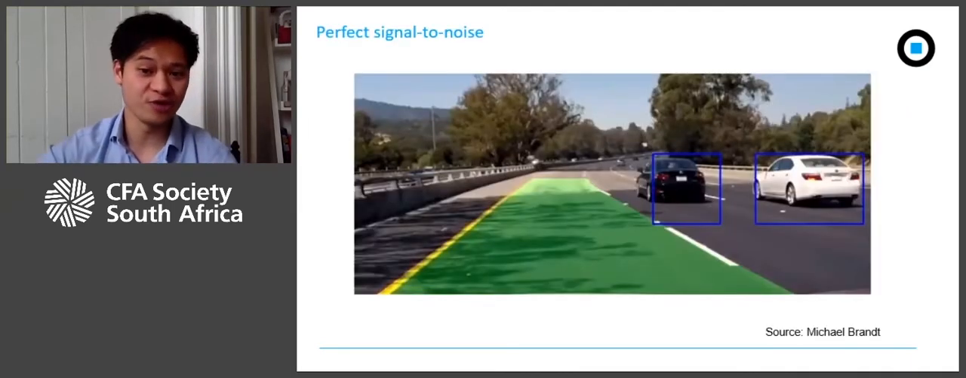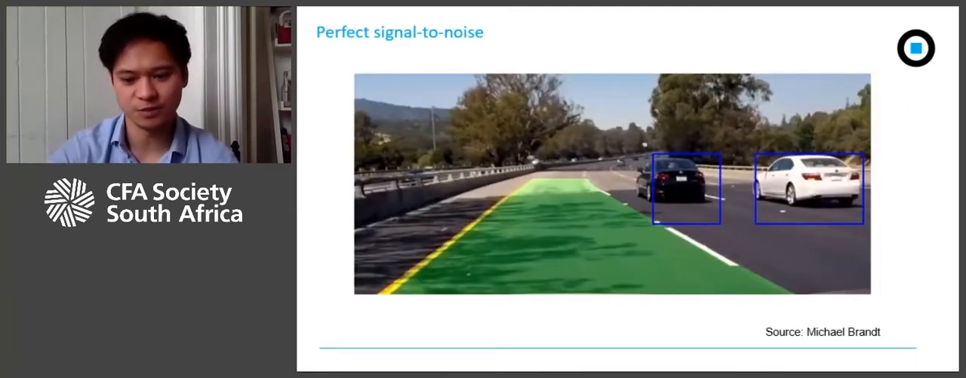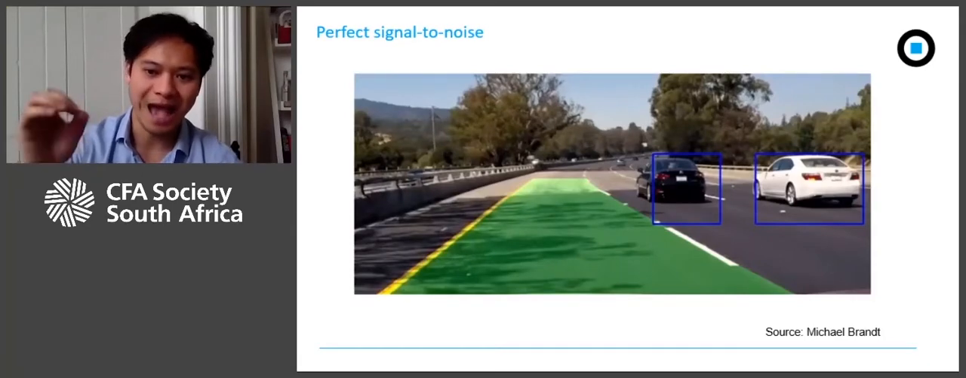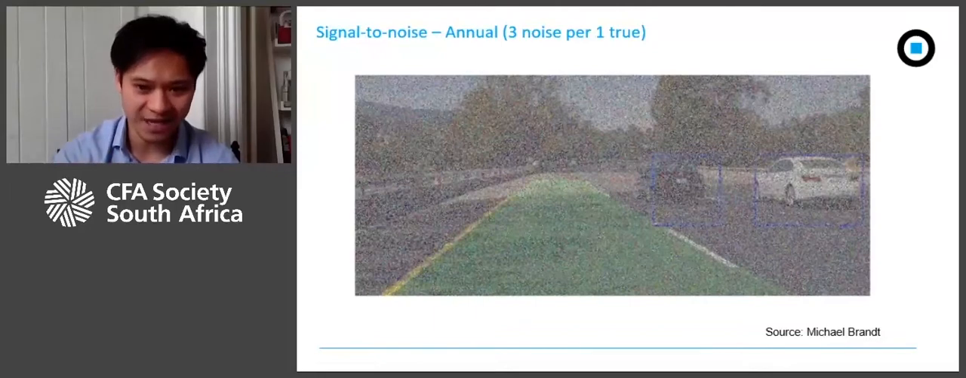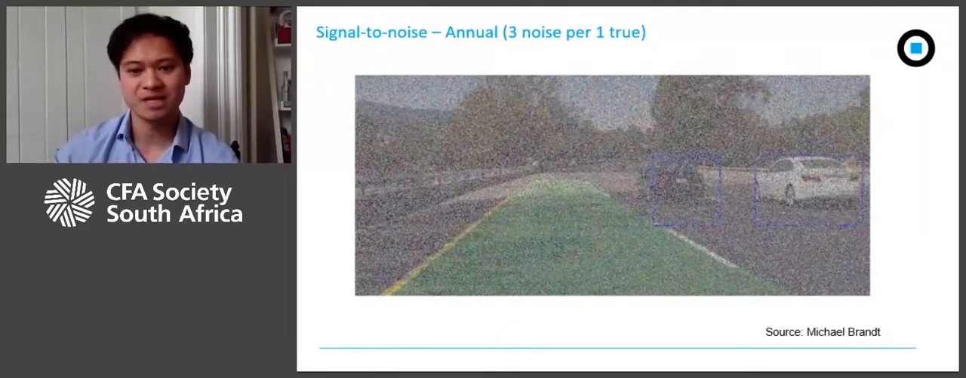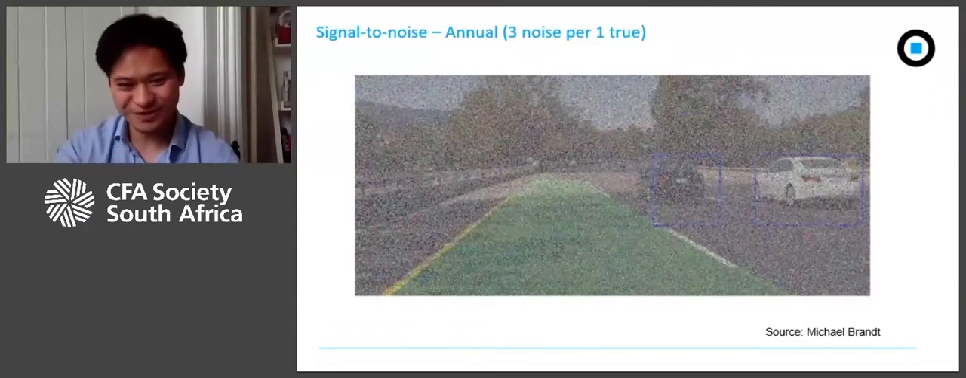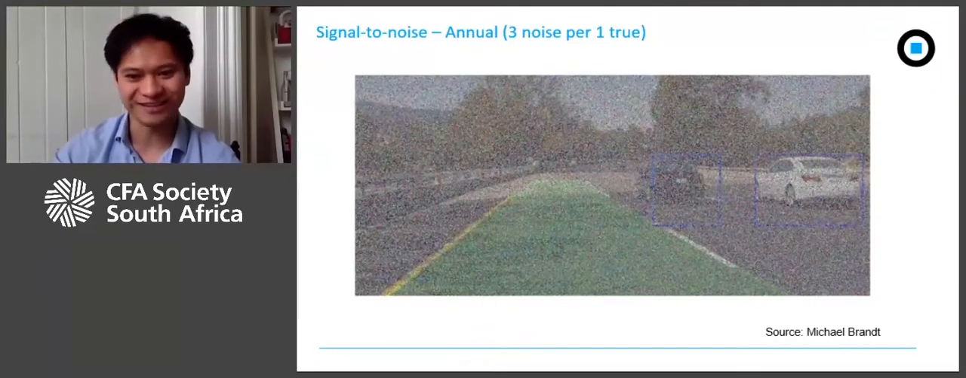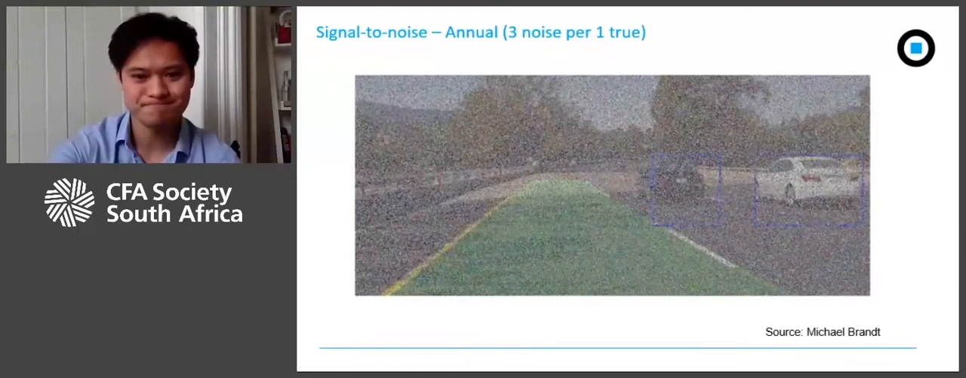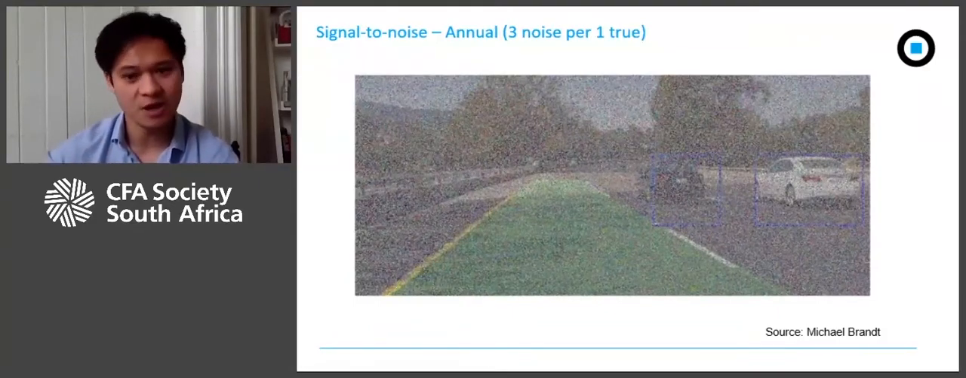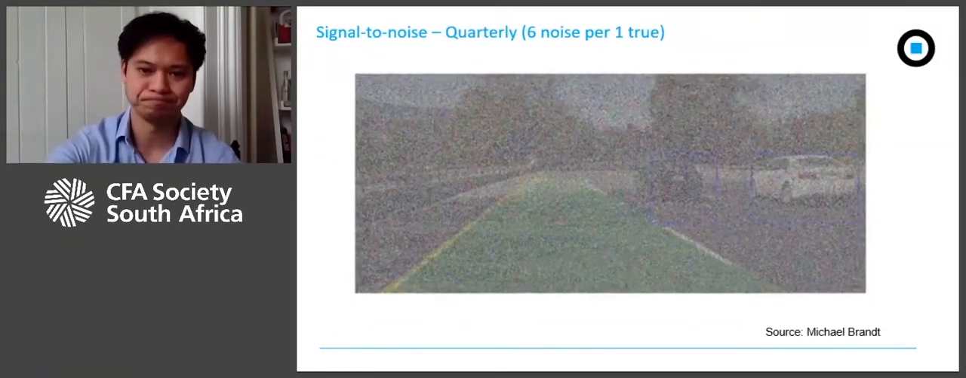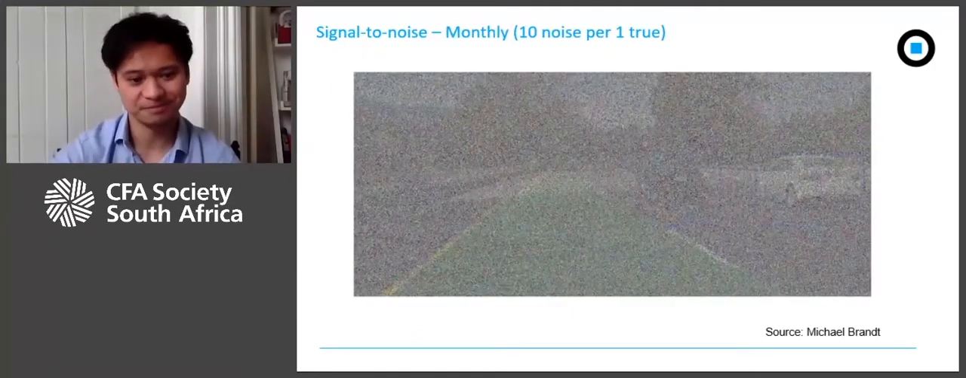So if we go back to our original image, which has perfect signal to noise, and we add noisy pixels until it has the signal to noise ratio of annual market returns data, this is with 3 noisy pixels for every 1 true pixel. And again, you can maybe still make out the road and the cars here, but barely. This is the equivalent signal to noise ratio now of quarterly data. That's 6 noisy pixels per 1 true pixel. And this is monthly.